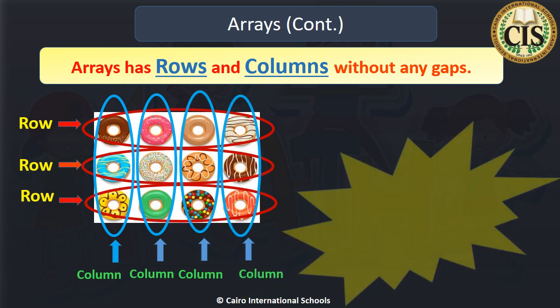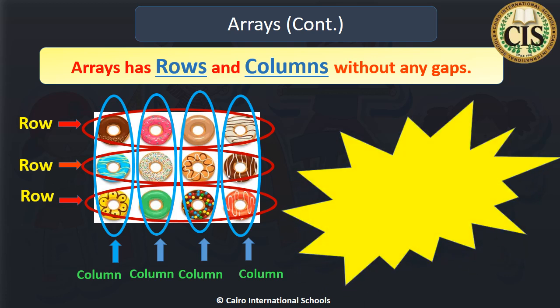Now, let's count the number of rows and number of columns. How many rows do we have here? 1, 2, 3. How many columns? 1, 2, 3, 4. So we have 3 rows and 4 columns.